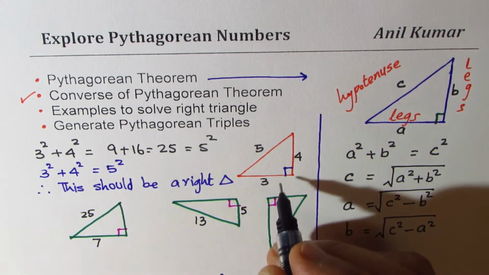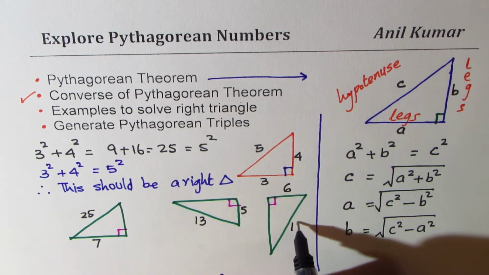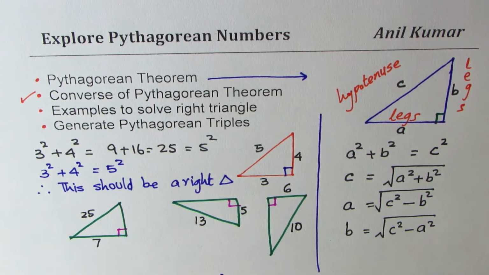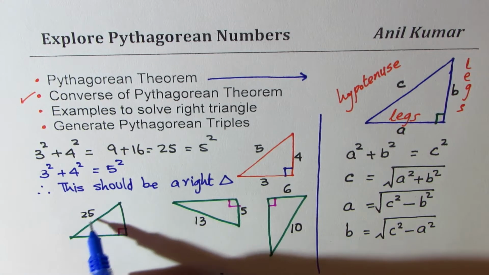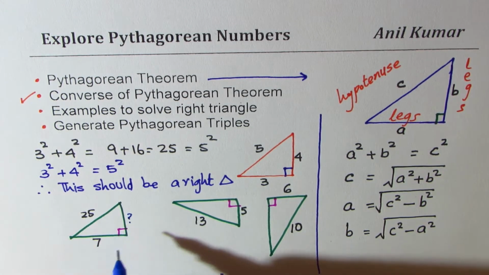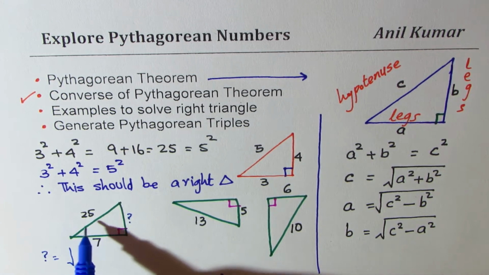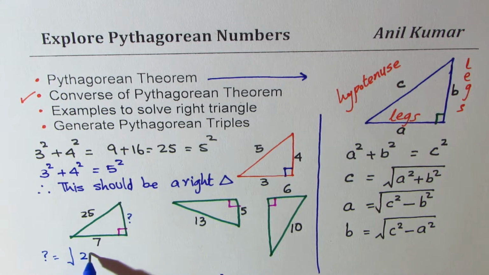And in this triangle, let's say this is 6 for us and this is 10 for us. We need to find the third side. Now in the first triangle, we are given the hypotenuse. Do you see that? Not the smaller side. So the smaller side should be equal to what? It has to be the difference of the squares. That is the square root of 25 square minus 7 square.